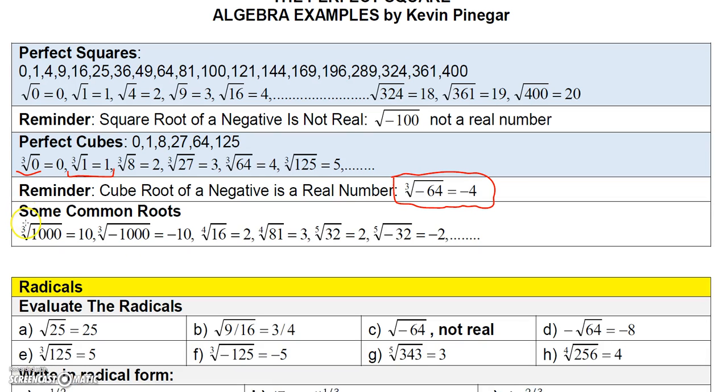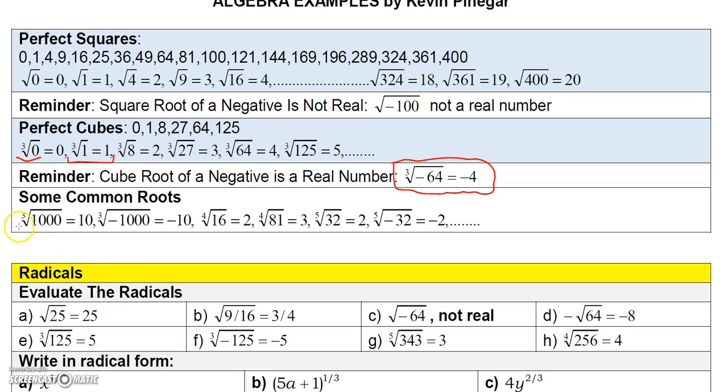So here are some other common roots that you might run across. The cube root of 1,000 is 10, because 10 times 10 times 10 is 1,000. The cube root of negative 1,000 is negative 10, because negative 10 times negative 10 times negative 10 is negative 1,000. The fourth root of 16 is 2, because 2 to the fourth power is 16.